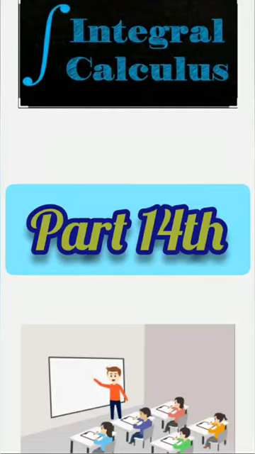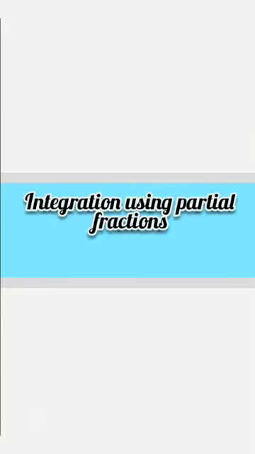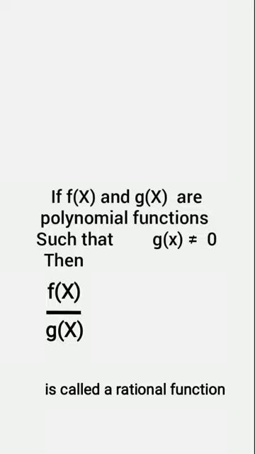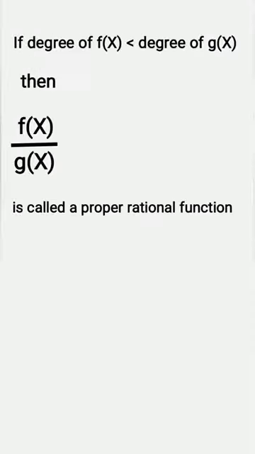Today we are going to learn one more technique to find integration of rational functions, that is, integration using partial fractions. Let us first define rational function. If f(x) and g(x) are polynomial functions such that g(x) is not equal to 0, then f(x) by g(x) is called a rational function. Also, if degree of f(x) is less than degree of g(x), then f(x) by g(x) is called a proper rational function.